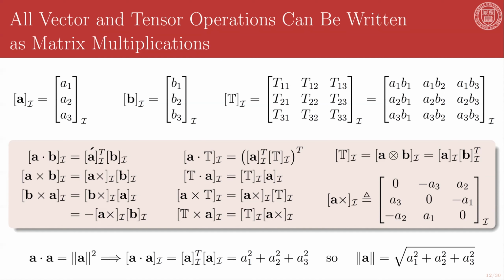And again, if you think about the dimensionality of this, these are all 3 by 1, and so its transpose is 1 by 3 times 3 by 1, and therefore the output of this is a 1 by 1 matrix, otherwise known as a scalar, which is exactly what you would expect from a dot product. The cross product is given by the cross product equivalent matrix, which is shown here.